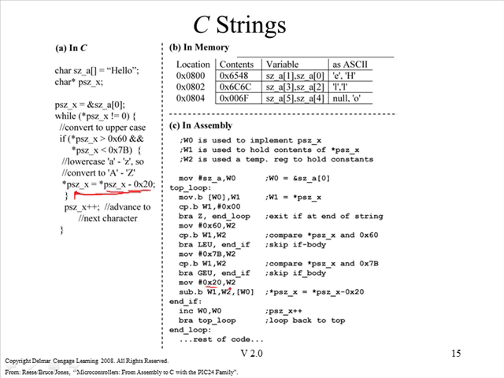So we're going to move 20 into W2. We'll subtract that hex 20 in W2 from our current character in W1, and we're going to store it back into our array. Remember that W0 is used to point at our string array. At this point, we have converted that character to an uppercase.